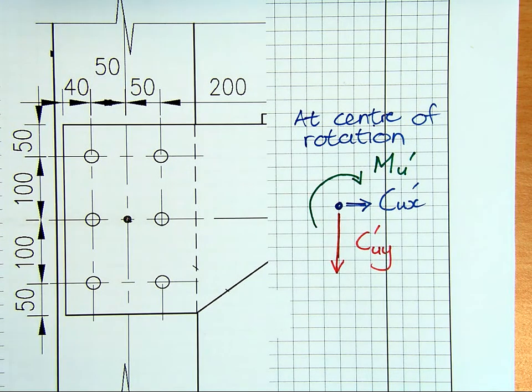Now, we've got to distribute those forces to the different bolts, and the vertical forces and horizontal forces are relatively straightforward.